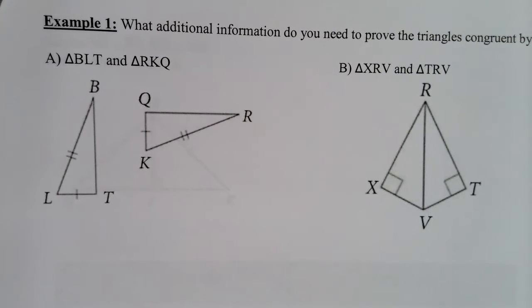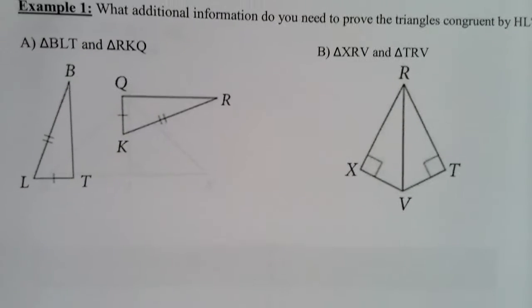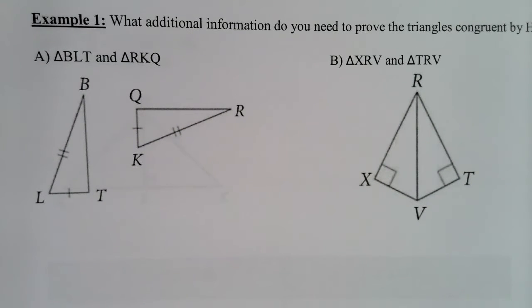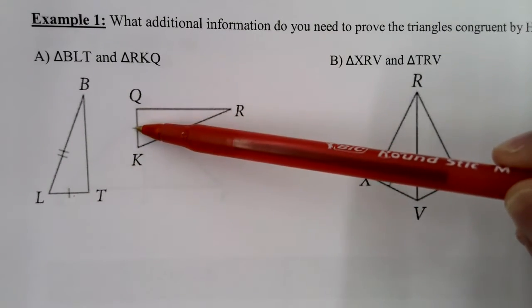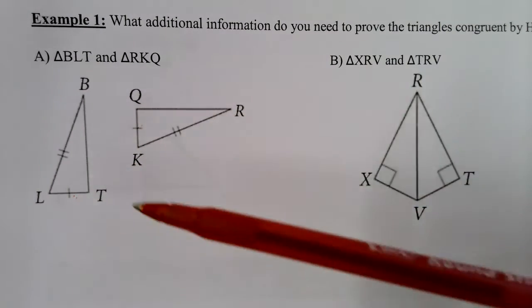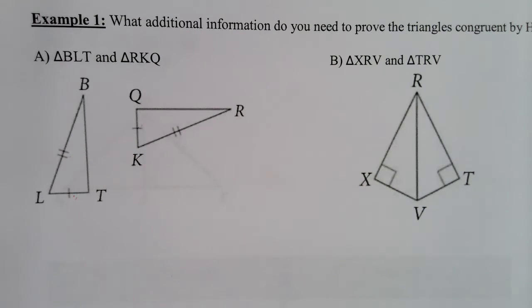What additional information do you need to prove the triangles are congruent by HL? Example 1A. You may think you don't need anything for HL because if you look at it, you have that leg congruent to that leg, and you have that hypotenuse congruent to that hypotenuse. So you may think you don't need anything, but that's not true. You don't know that you have right angles or right triangles.